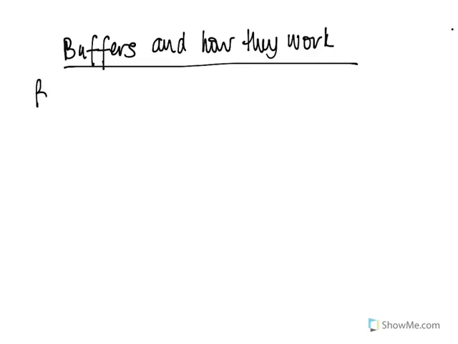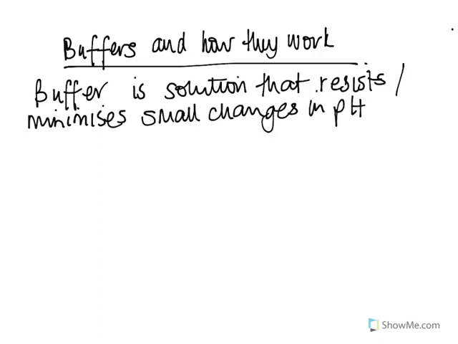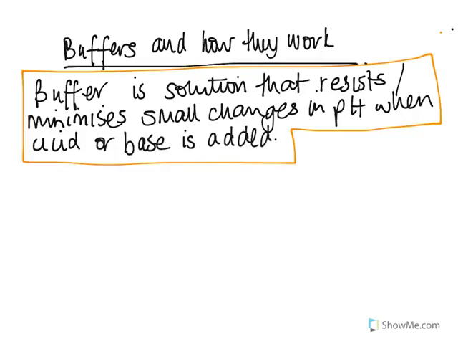So here I want to have a look at what buffers are and how they work. Effectively, the definition of a buffer is a solution that resists a small change in pH. So if some acid or alkali is added, the buffer solution will work to make sure the pH doesn't change too much. And this is really important, especially in biological systems where the pH has to be preserved or enzymes won't do their job properly.